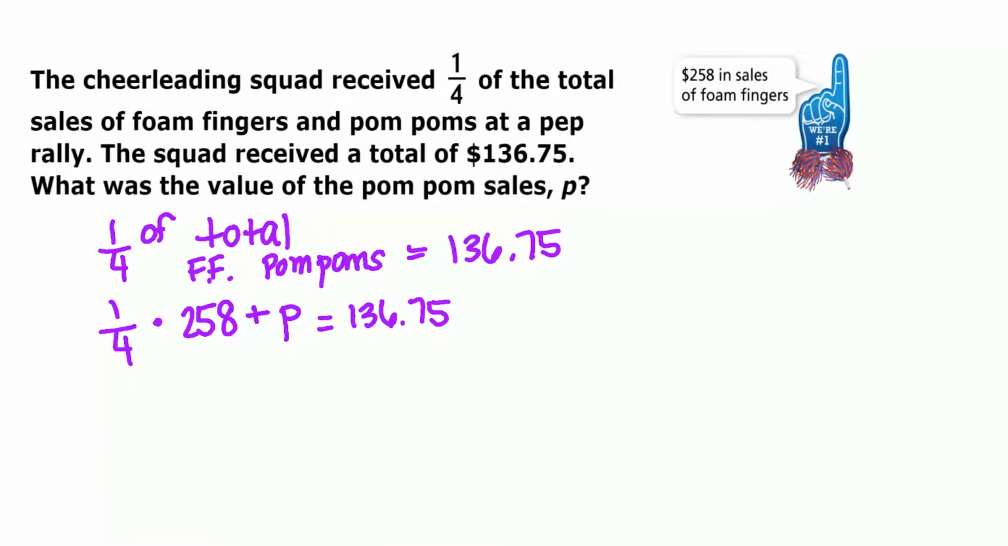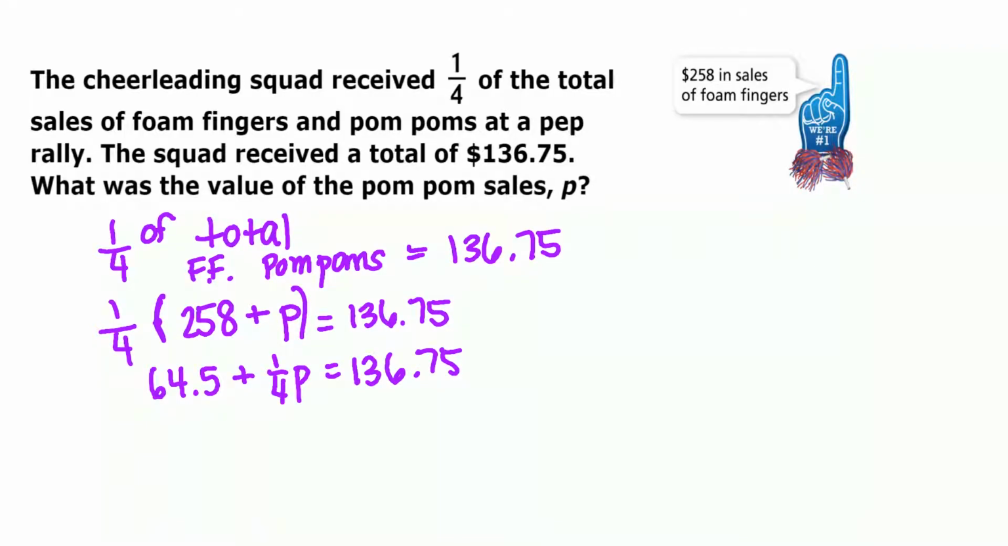But there's a slight problem with how I wrote my equation right now. Because that 1/4 technically is really only being multiplied by that 258 right now. If I want it to be multiplied by the total of both of these things, I now need to include some parentheses. Okay, and now I have a number on the outside I can distribute. So we're going to do 1/4 of 258, which really is just the same thing as dividing 258 by 4, and we get 64.5. I have 1/4 times P, which is 1/4 P. And I have equals 136.75.